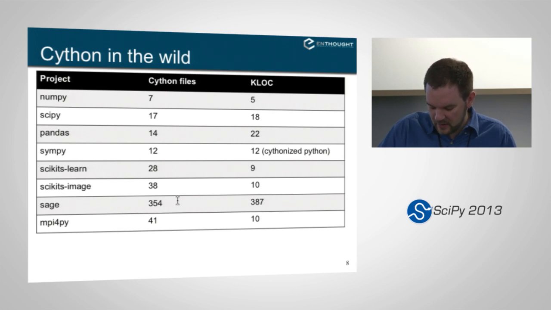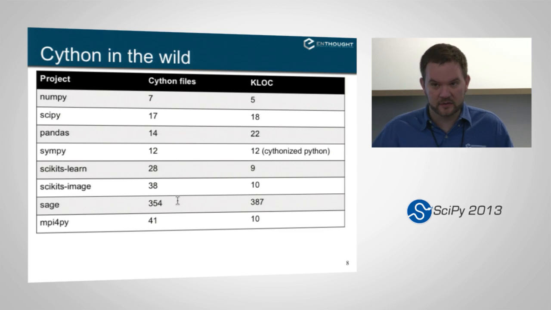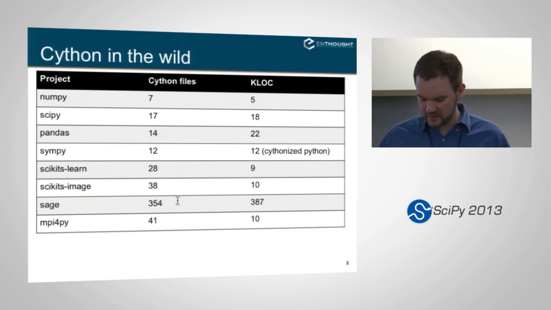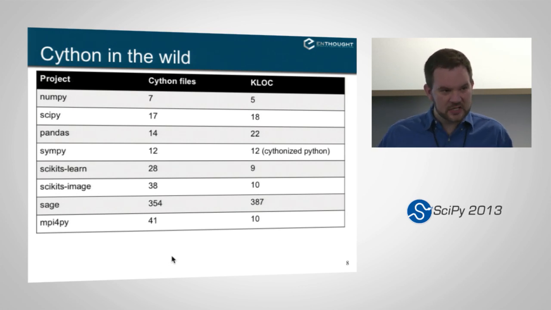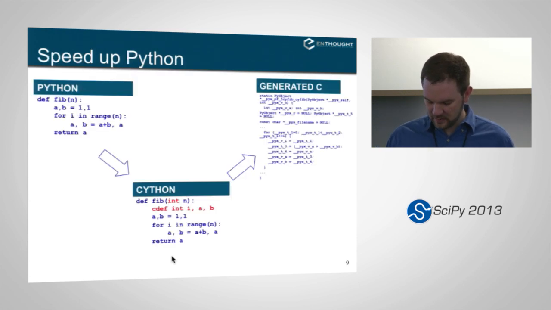Definitely Cython would not exist today without the support and the development time devoted to it from Sage. Lastly, mpi4py, if anyone's doing parallel programming, wraps the MPI library using Cython. So if you're not using Cython directly, you're using it indirectly, given that it's becoming part of the infrastructure of doing scientific computing in Python.